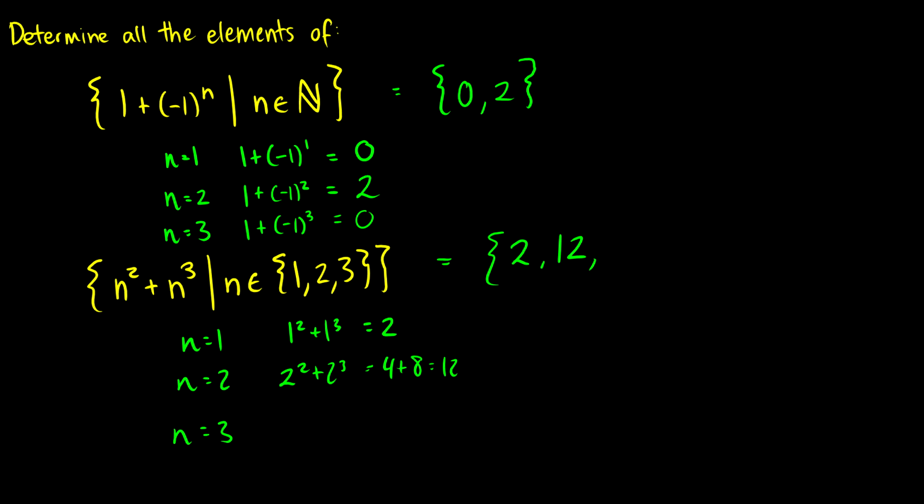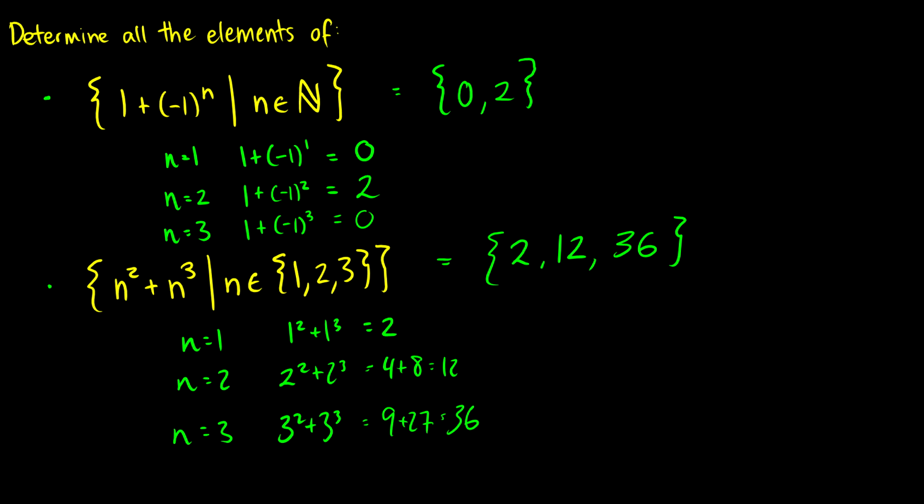And then we have n is equal to 3, so that's 3 squared plus 3 cubed, which is just equal to 9 plus 27, which is 36. So 36 will be in the set. Okay, so those were the elements of two sets in set builder notation. You should be able to go back and forth between these.